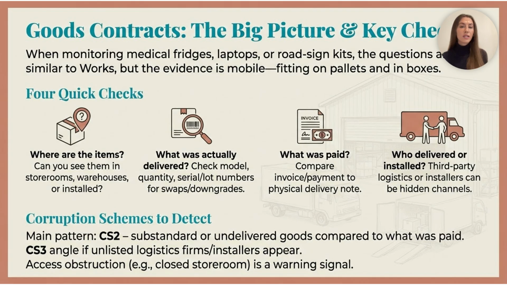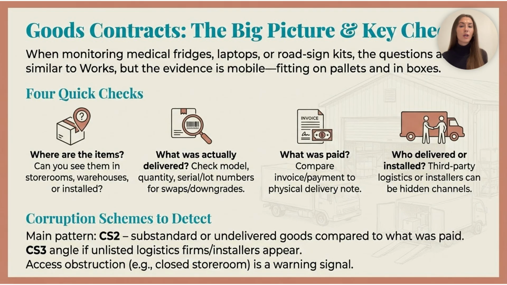Secondly, what was actually delivered? Make sure that you look at the model, the quantity, and any serial or lot numbers visible on the labels, because this is where the model swap and quality downgrade often happens. Thirdly, what was actually paid? Compare the invoice and payment order with the delivery note and with what you see physically. This is our classic paid does not equal received situation.